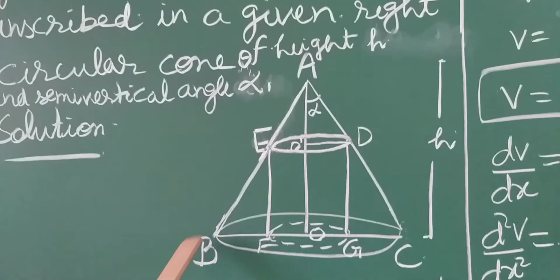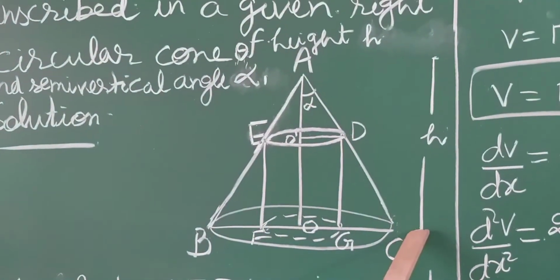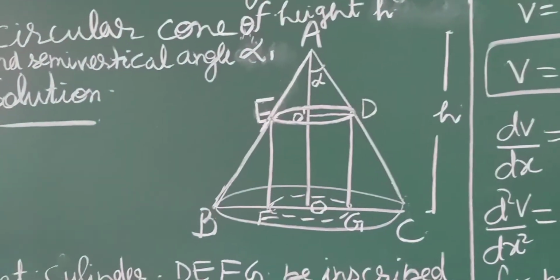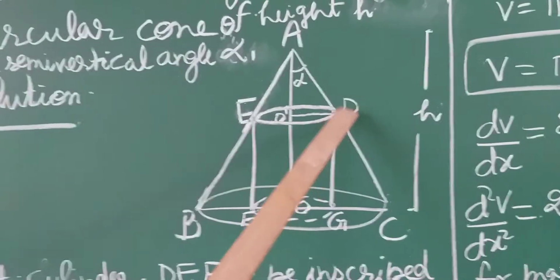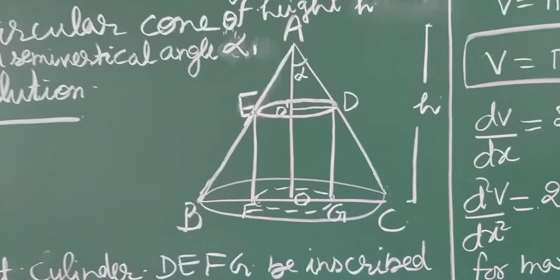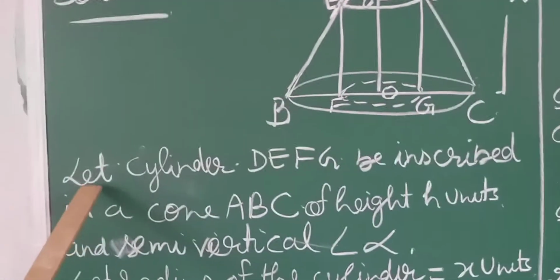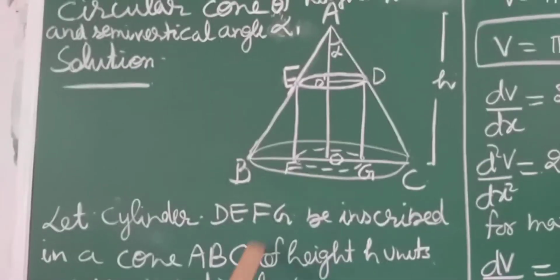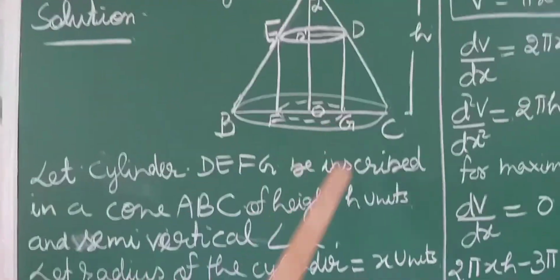So ABC is a cone. Its height h is given and this semi-vertical angle alpha is given. And the cylinder DEFG is inscribed in the cone. So the information is written here. Let cylinder DEFG be inscribed in a cone ABC of height h and semi-vertical angle alpha.